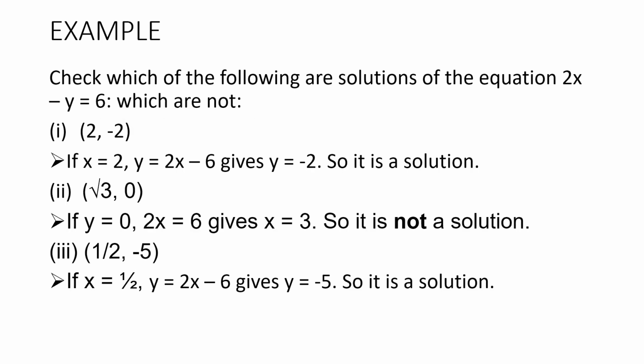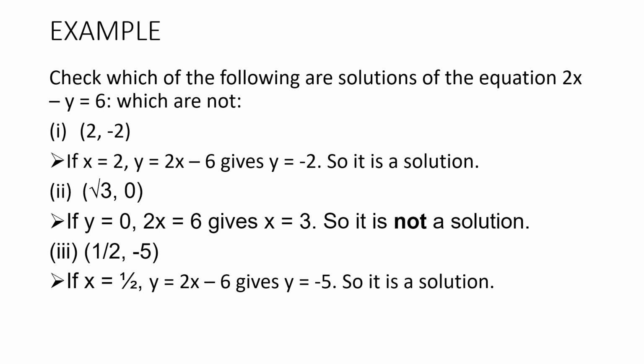Next example. Check which of the following are solutions of the equation 2x - y = 6 and which are not. First one is (2, -2). That means if I put x equal to 2, do I get the value of y as -2? Yes. If we take x equal to 2, y is equal to 2x - 6 will give you y as -2. So (2, -2) is a solution.